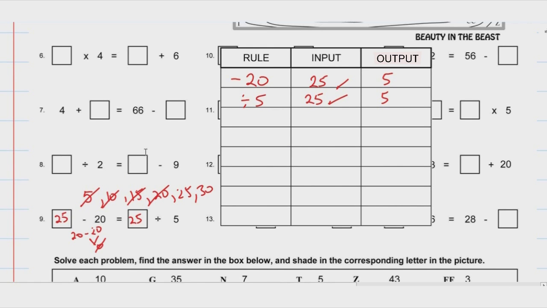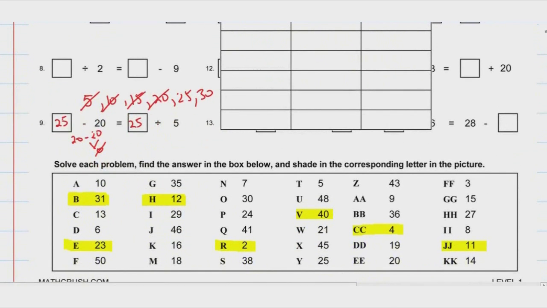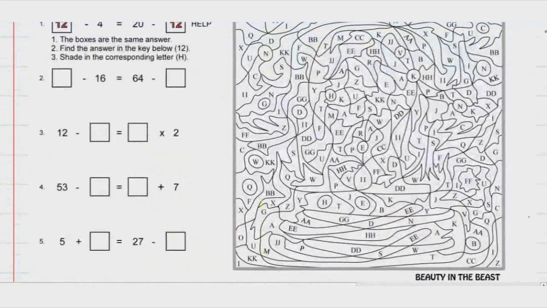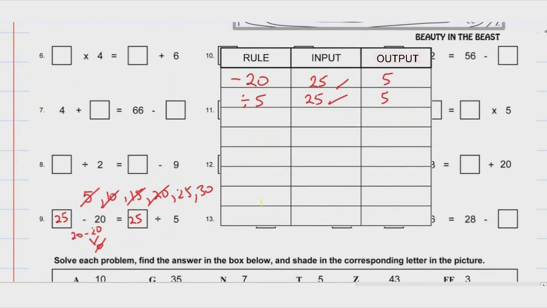So we come down to our little box, and we're looking for 25, which would be letter Y. So we're going to look for Y in the picture. So those were problems 6 through 9.